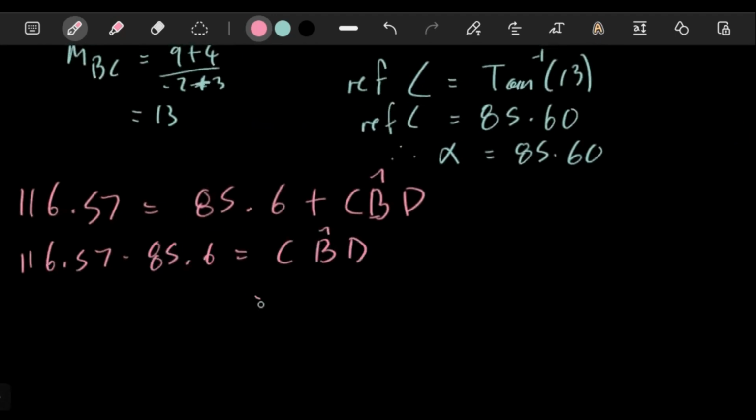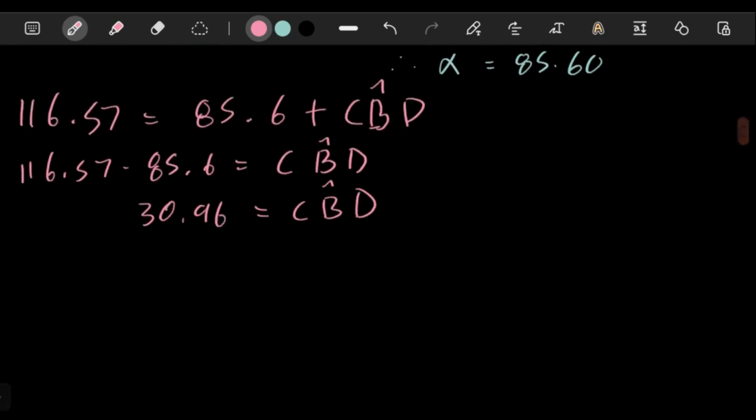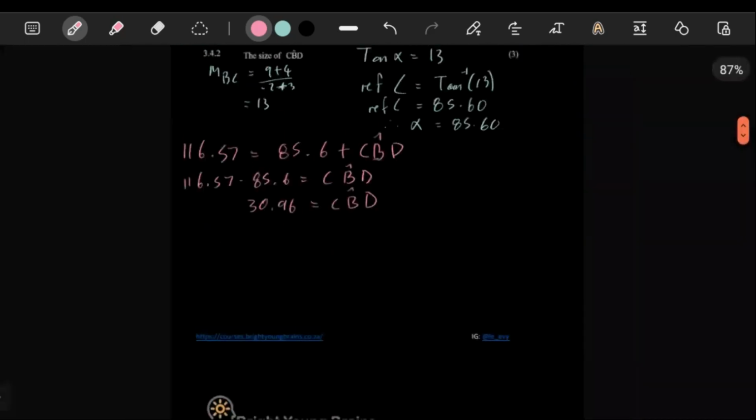What you get there? CBD, what is your angle? Calculator, please help us. This is giving us 30.96. Woo! Yeah, so the analytical geometry section, just keep on moving forward.